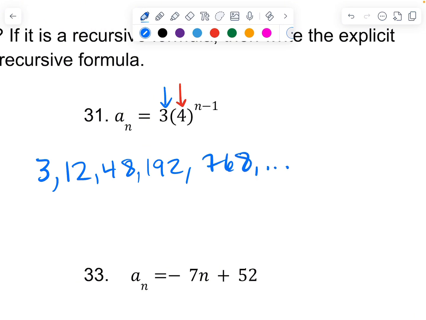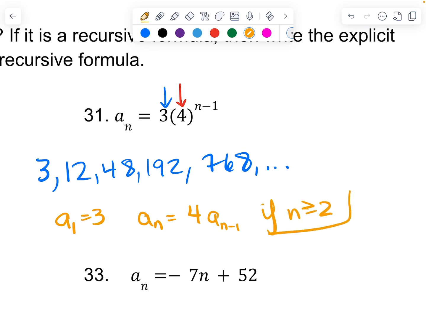There we go. Now, I need to also write the recursive formula. So a sub 1 equals 3, where a sub n equals 4 times the previous term if n is greater than or equal to 2.